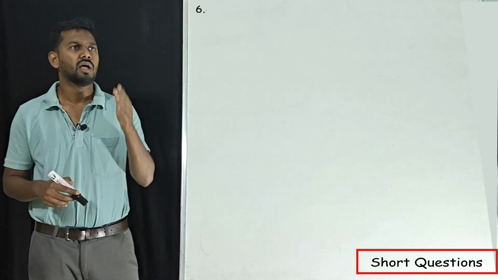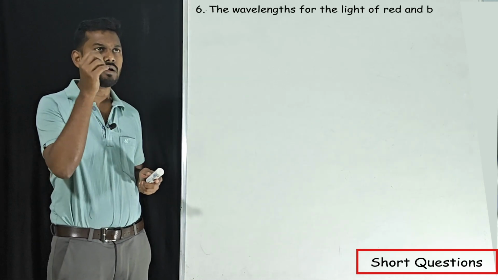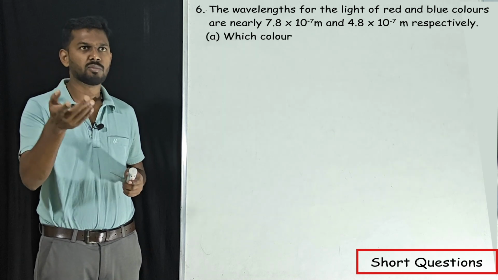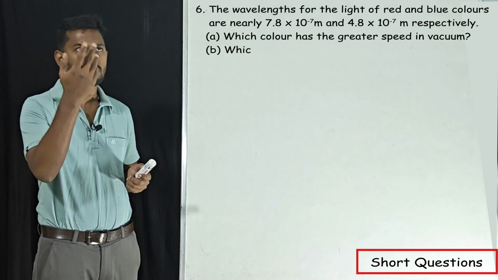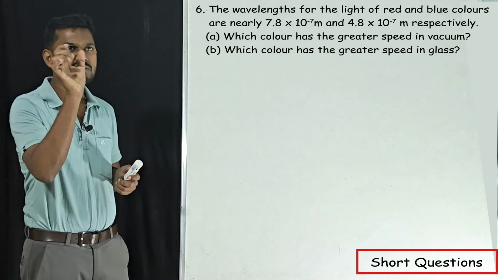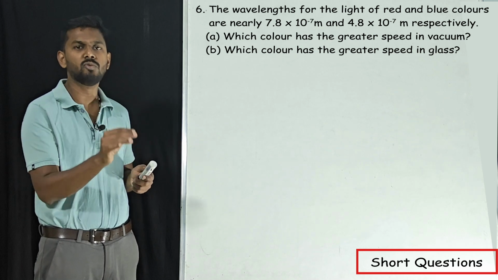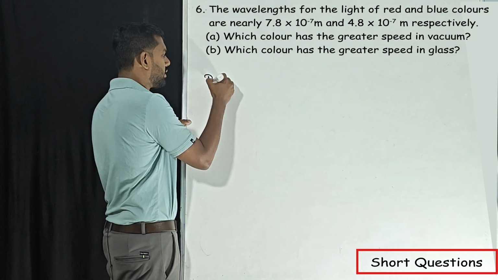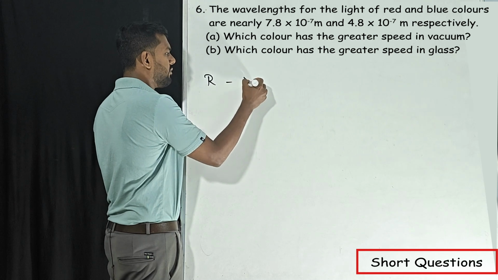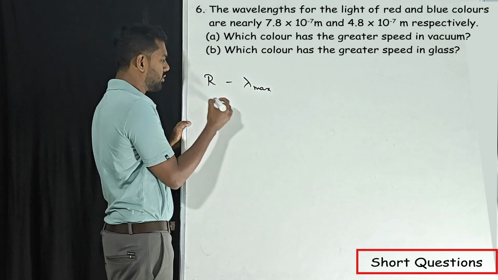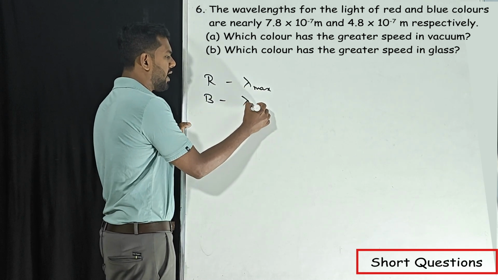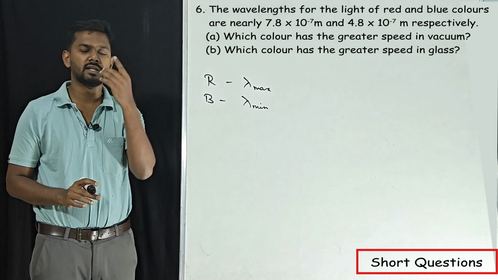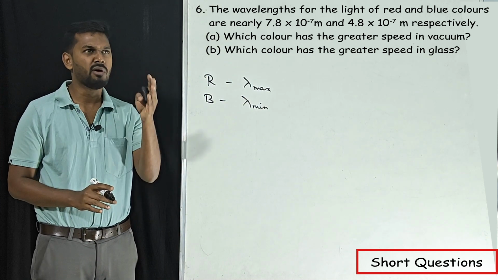Our next question: the wavelengths of the light of red and blue colors are nearly 7.8 into 10 power minus 7 and 4.8 into 10 power minus 7 respectively. See, the wavelengths are given. We know that compared to blue and red, red has the maximum wavelength. We need to know red has maximum wavelength compared to blue, and blue has minimum compared to red. The same thing they have given in the form of values also.